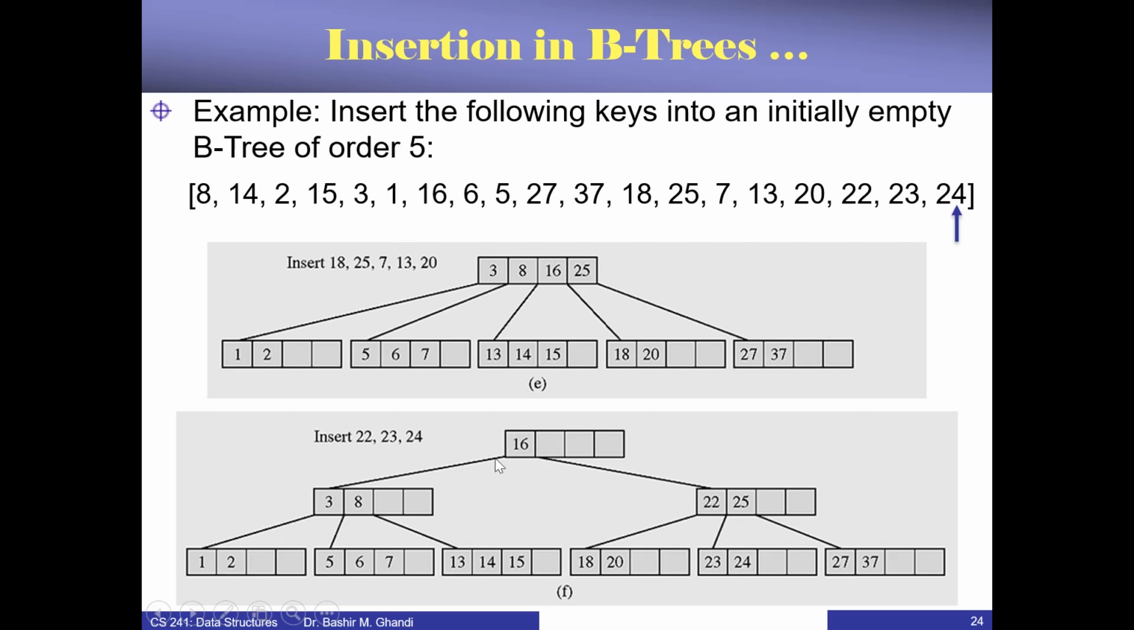See, we have 16 here as the new root. To its left, we have 3, 8. To its right, we have 22 and 25, and so on and so forth. I hope this gives you an idea how to do insertion in a B tree.